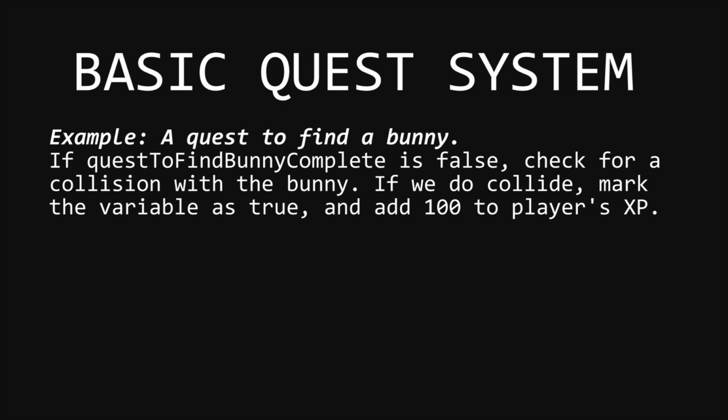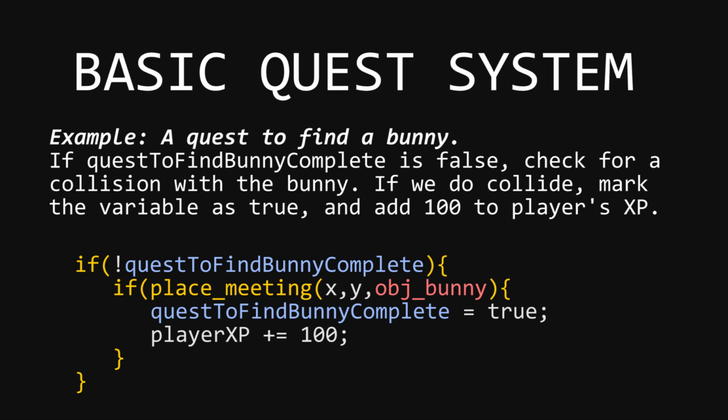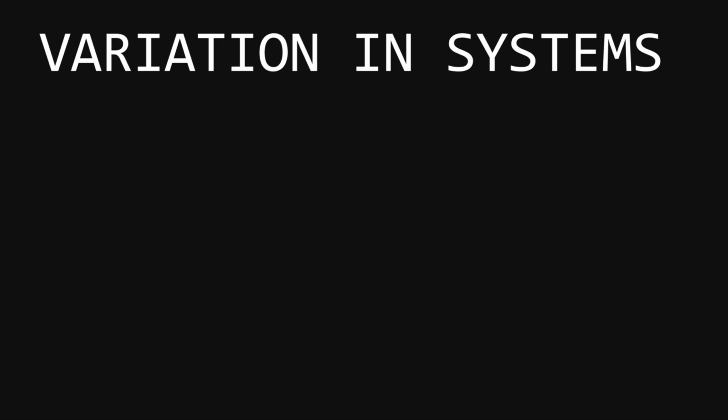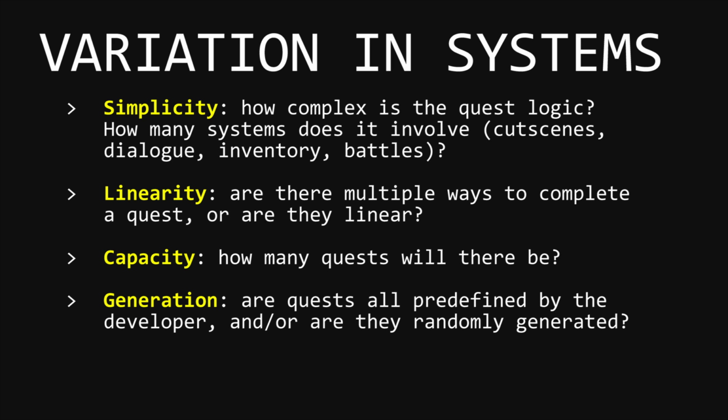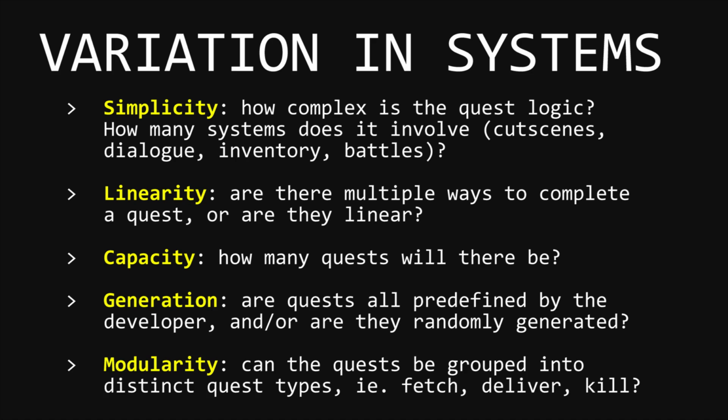At its most basic, a quest system can involve simply checking and toggling variables to mark a quest as complete. But of course, quest systems can be as varied as games themselves. Some games have simple linear quests, some have hundreds of quests, some randomly generate them, some have a limited number of quest types, and some have quests that can't really be sorted into types because they're all complex and unique. So these are the kinds of things you want to explore before committing your quest system to code.